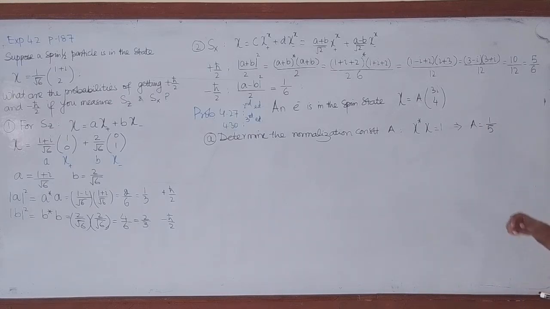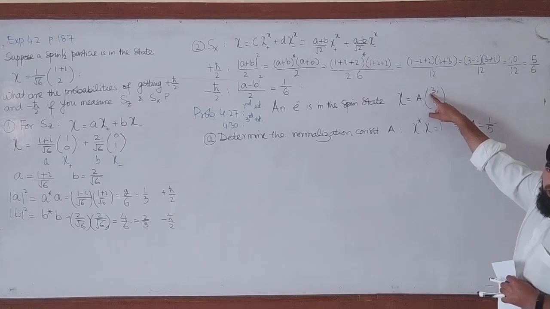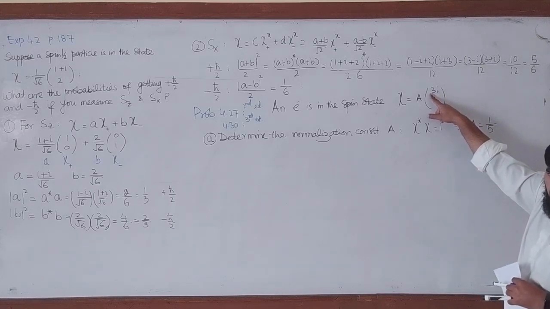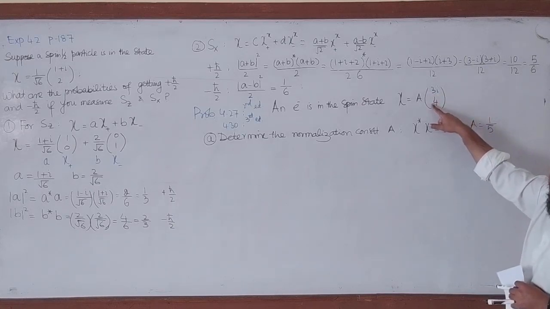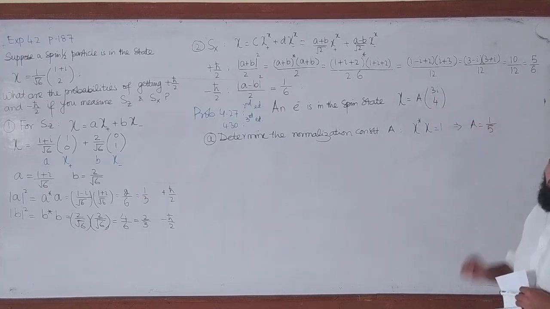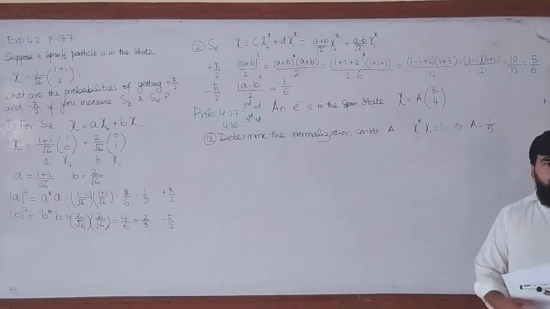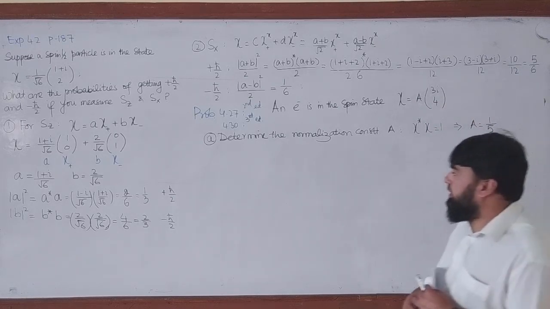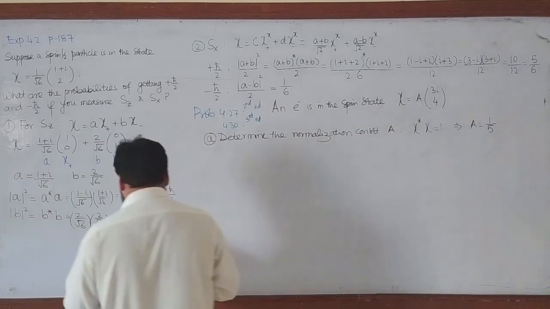Even you can do it like this. 3 becomes 9, 4 becomes 16. 9 plus 16 is 25, take the square root, 1 over 5. So it is very easy to find the normalization constant.